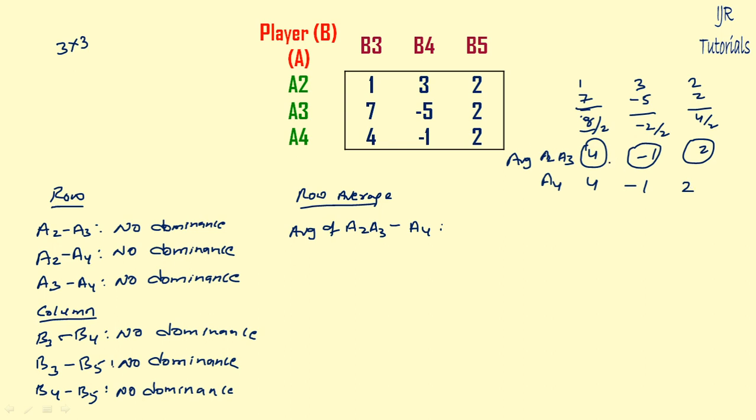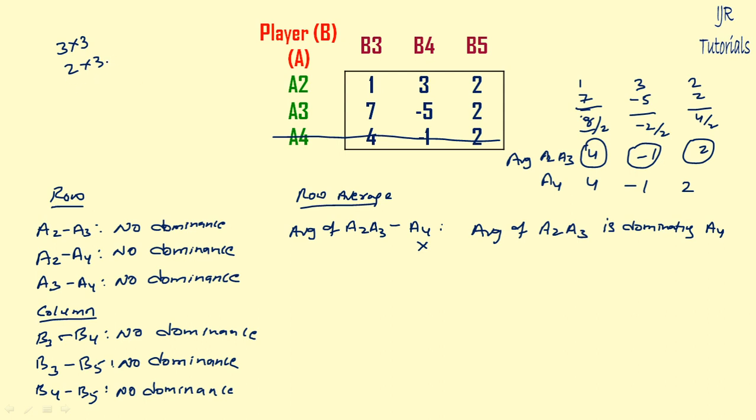So finally, how can we get these values? 4, minus 1, 2, these are the averages. So we can say that the average of A2, A3 is dominating A4. So we can simply delete the A4 row. Now the matrix is reduced to 2 by 3. So up to this we can stop the row dominance because the minimum of rows is 2. So we achieved this target.